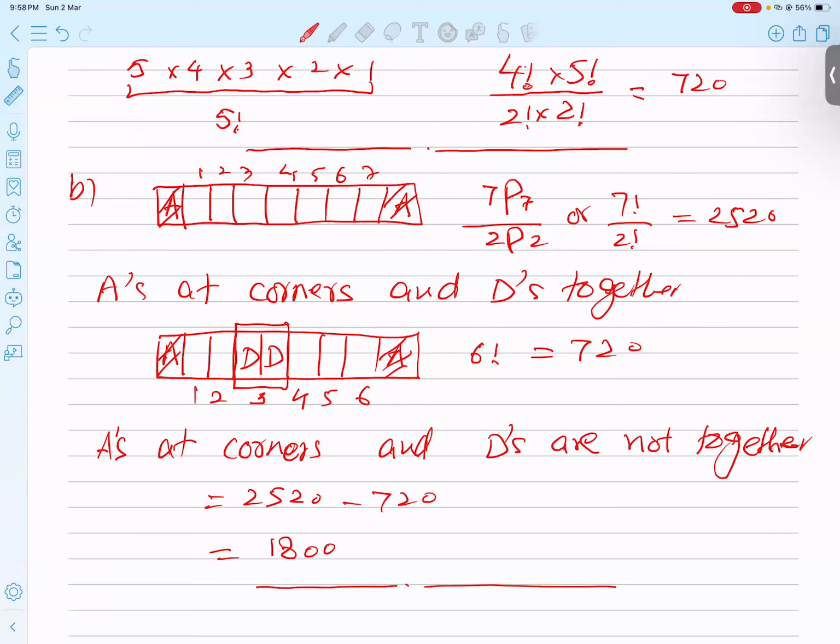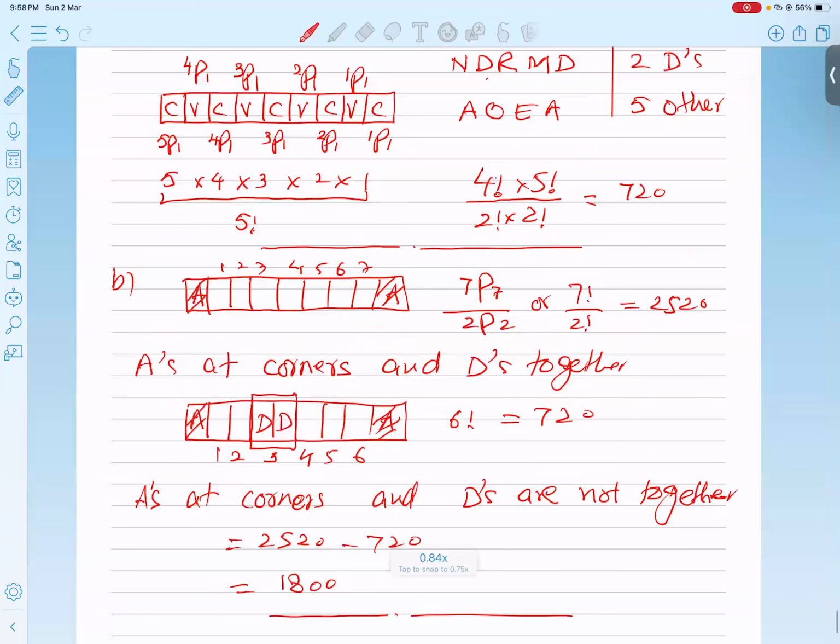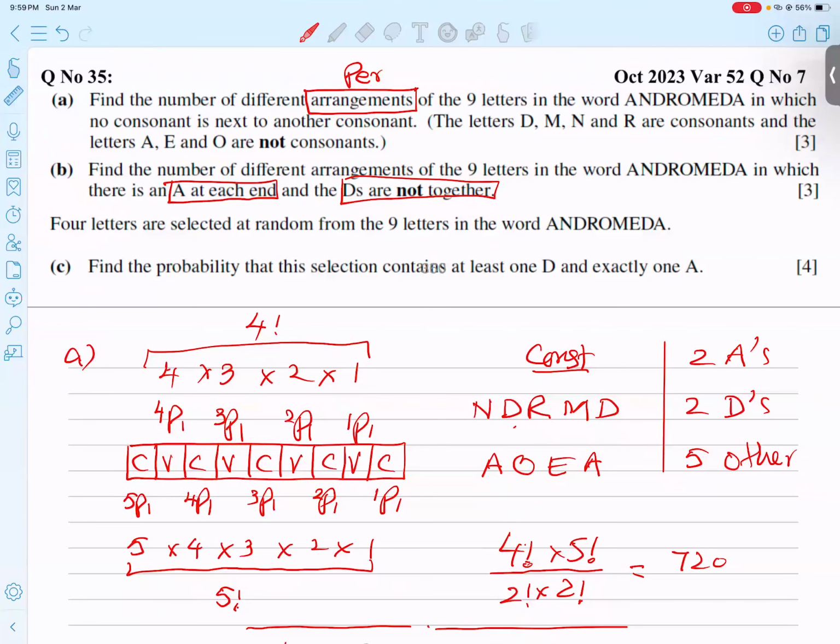Okay, now let's talk, students, about the next point. Concentrate on the next part. 4 letters are selected randomly from the 9 letters of the word Andromeda. So find the probability. Whenever probability comes with word selection, we have to be careful. The selection should contain at least 1D. At least 1D means 1D, or it could be 2Ds. But exactly 1A. Only one A, not 2As. So we have 2 situations.